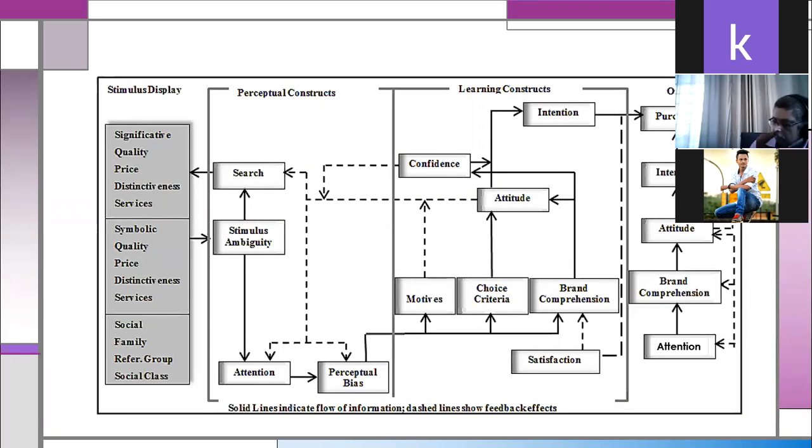And after that, there comes the perceptual construct. Perceptual construct and learning construct come under hypothetical constructs. In perceptual constructs, the consumer searches for information, and if there is any ambiguity, like if there is still any doubt for the consumer, then he goes for the search of information. And then after searching for information, the attention for a product develops in the mind of the consumer. And later, there are perceptual biases, the altering information which the consumer is not sure about.